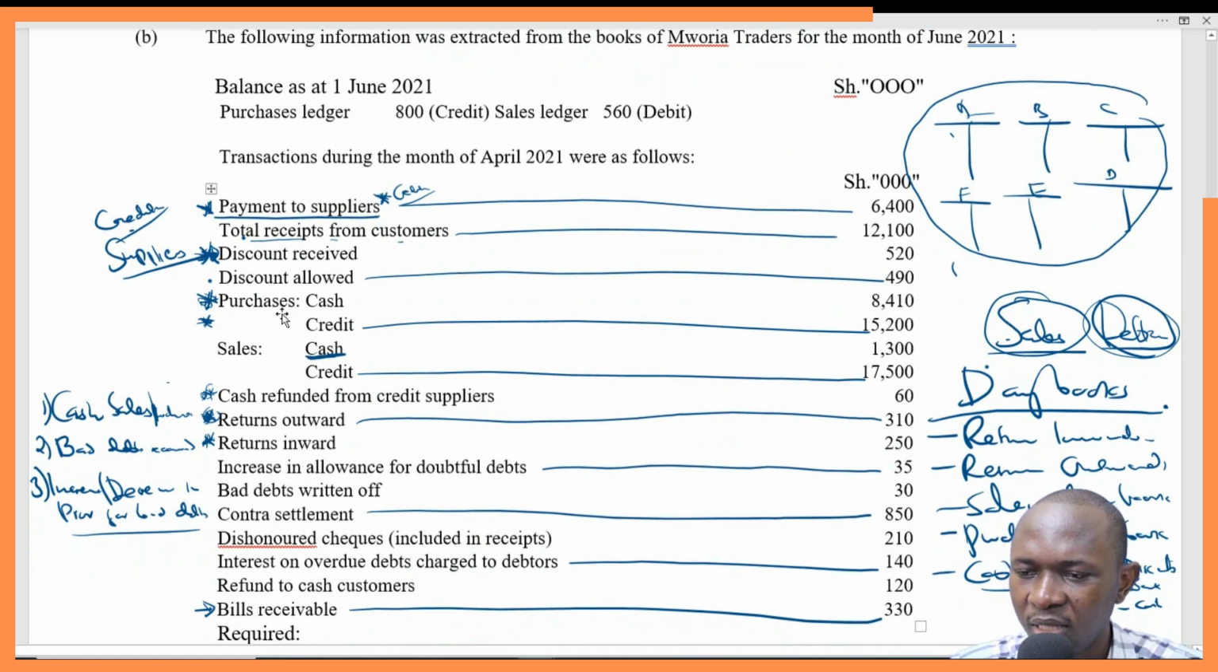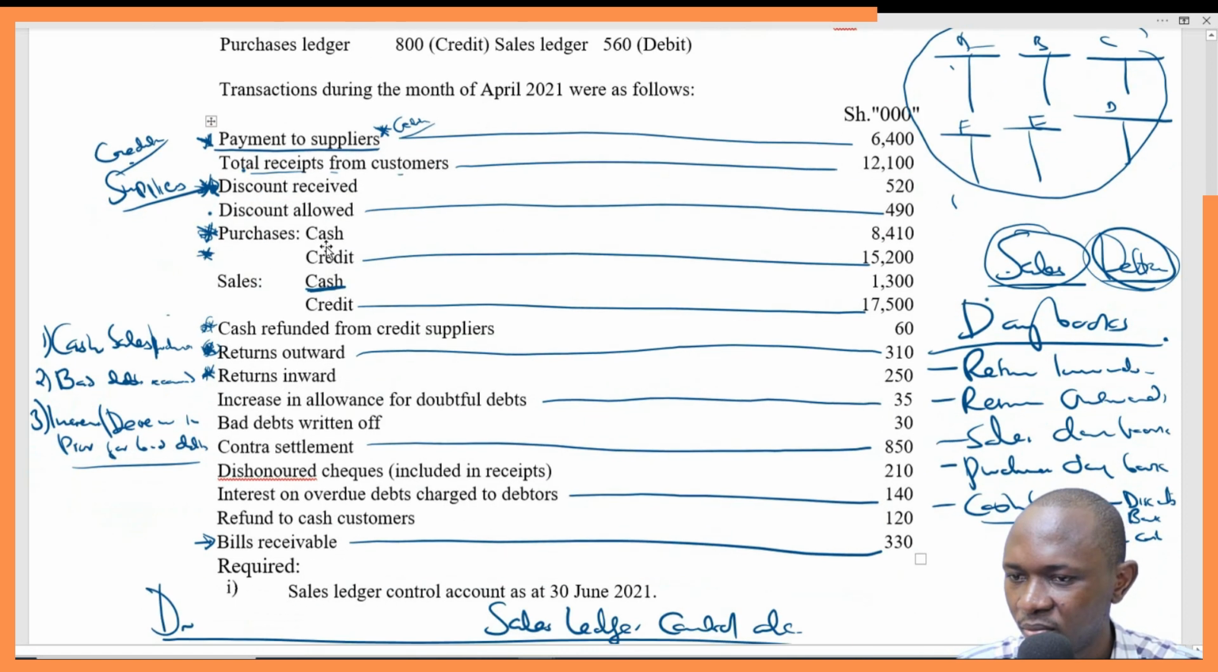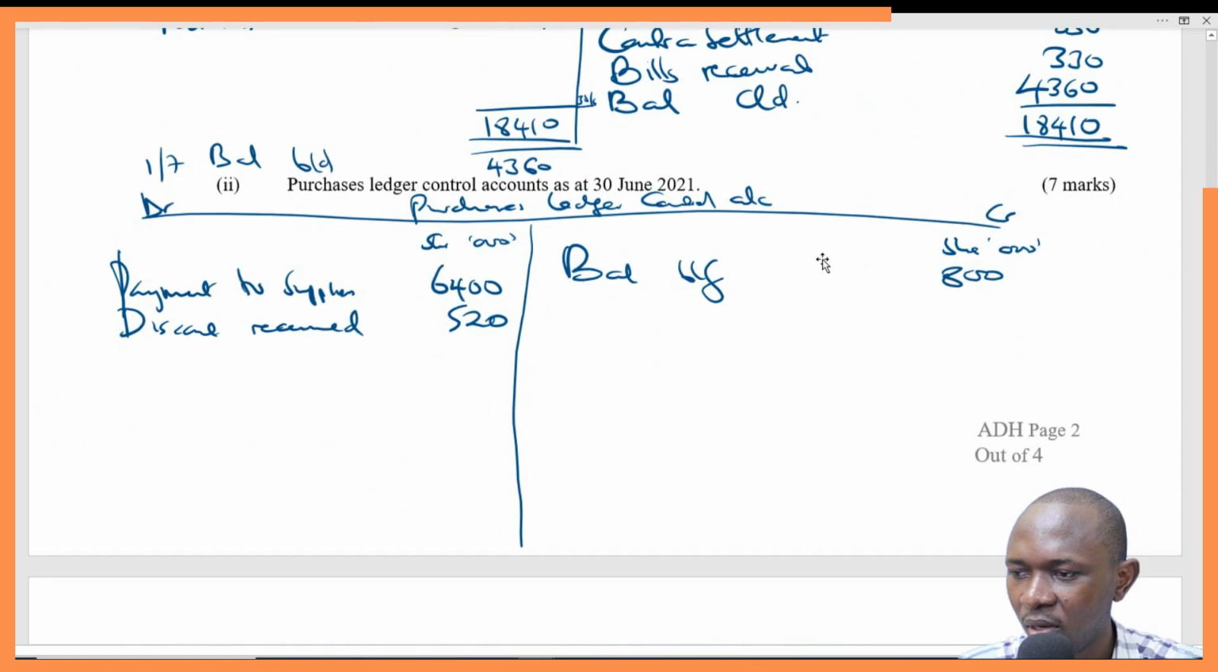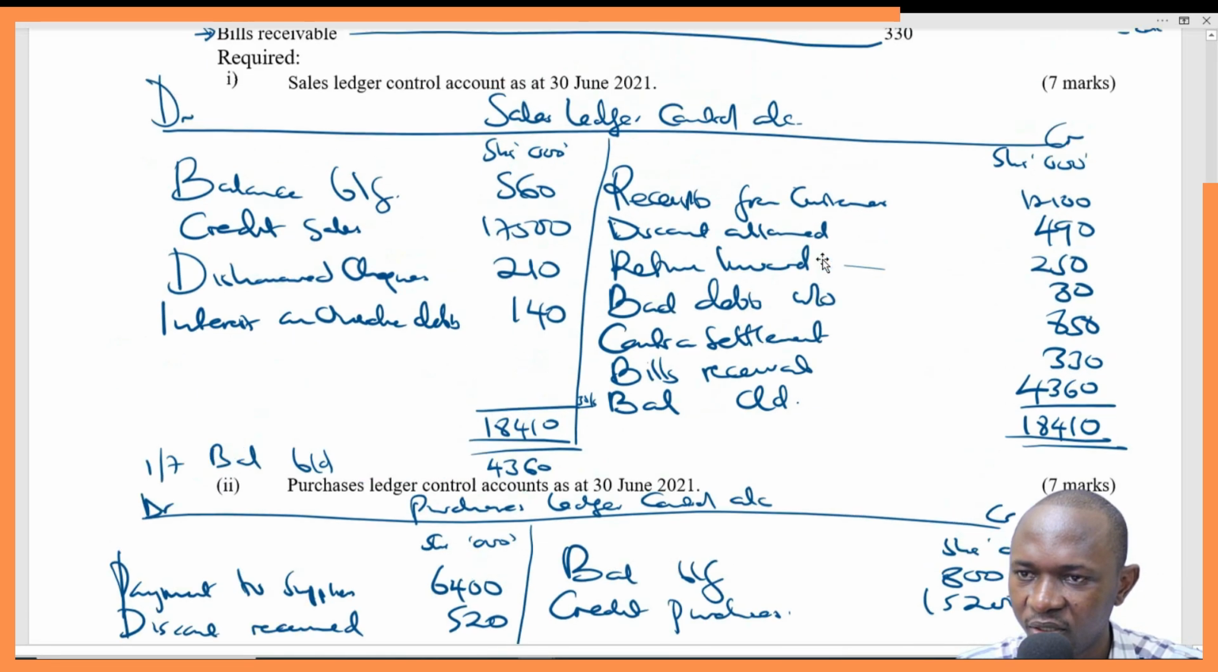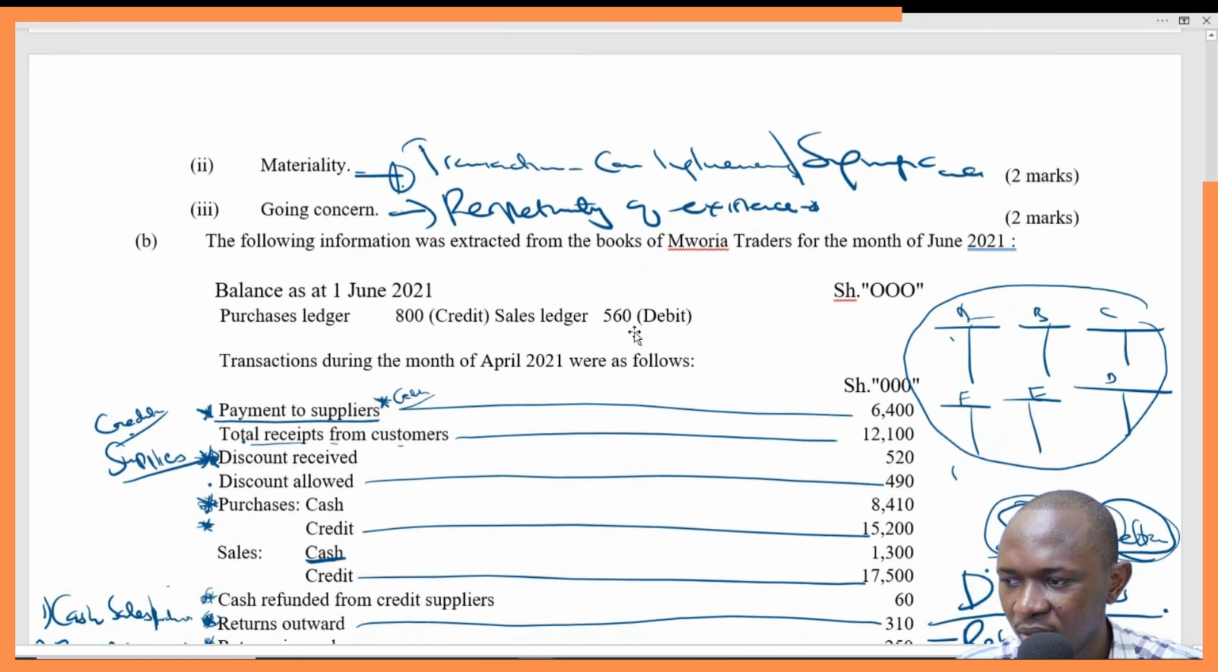Discount allowed, we've tackled that one. Cash purchases, leave it out. We've said anything cash will not have a place in the ledger control account. So credit purchases have the effect of increasing the creditors. So credit purchases 15,200. If it increases the creditors, you simply credit. If it reduces the creditors, you debit.